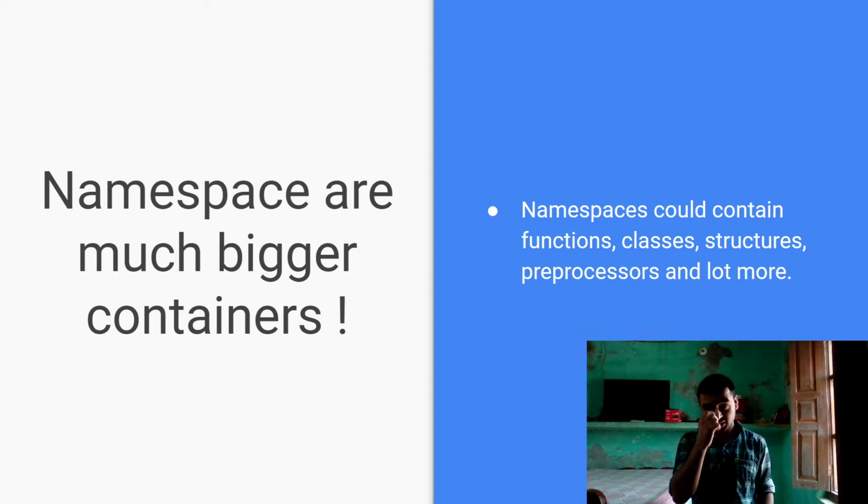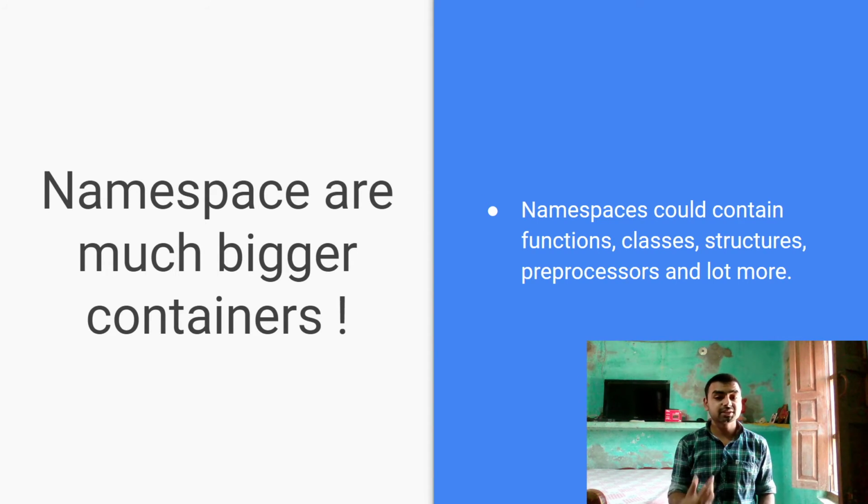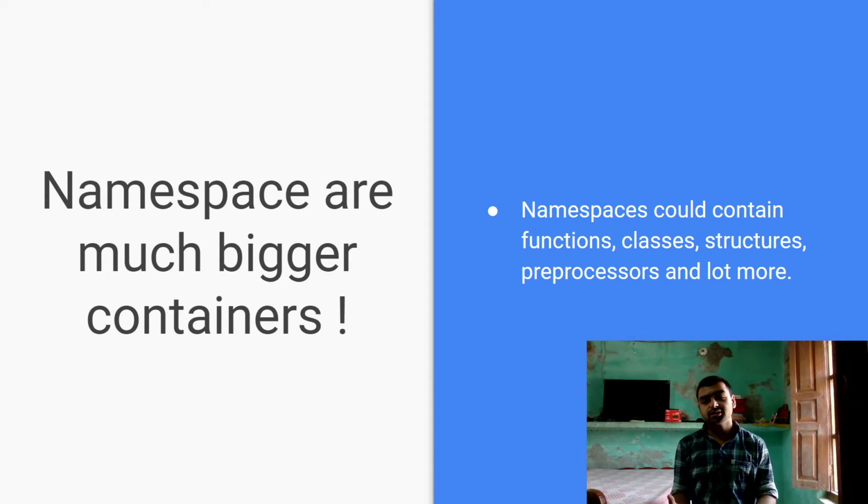So let's get started with what namespaces are and what they can do for us. Namespaces are usually a much bigger container than functions. So they are also some kind of containers. The namespaces can include multiple functions inside of them. They can include multiple classes, structures, preprocessors, and a lot more stuff inside of them.